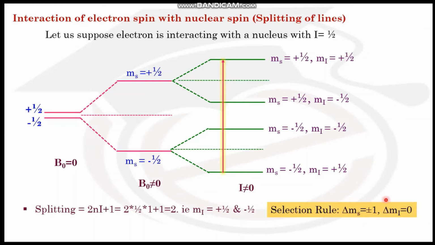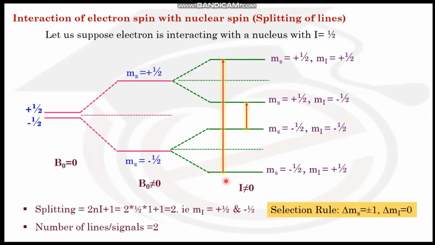Now we can check whether delta ms equal to plus or minus 1 is also satisfied. Upper level is 1 by 2, lower level is minus 1 by 2. 1 by 2 minus of minus 1 by 2 equals plus 1. Then both the selection rules are okay for this transition. Now let's consider the other one, mI equal to minus 1 by 2 to mI equal to minus 1 by 2. Here also minus 1 by 2 minus minus 1 by 2, it's 0. Plus 1 by 2 minus minus 1 by 2 is equal to 1. So only 2 transitions are possible. So number of lines or number of signals equals 2.